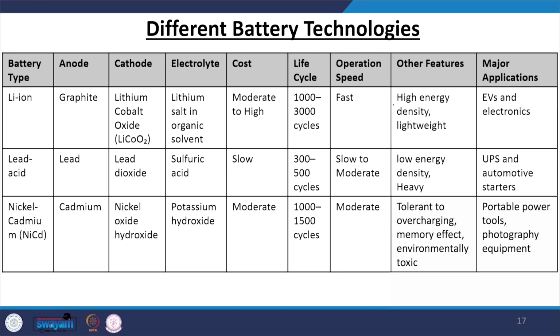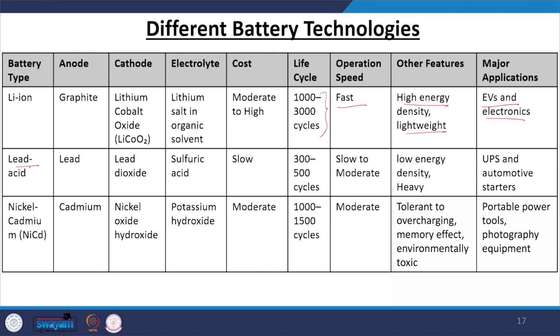So, these are the different kinds of battery technologies. Very popular, lithium ion, which is mainly used for electric vehicles and other power electronics devices. The life cycle is almost 1000 to 3000 cycles it can cover. So, that is why its life expectancy is very high. It is a very fast operating, high energy density and lightweight battery. So, that is why it is very popular to use as an electric vehicle battery.